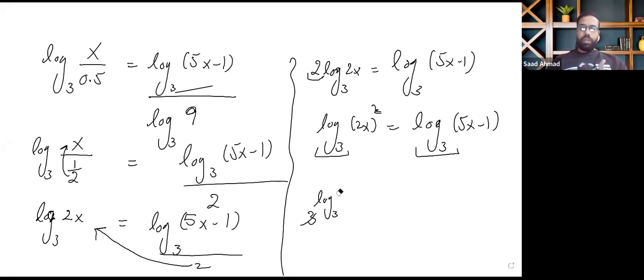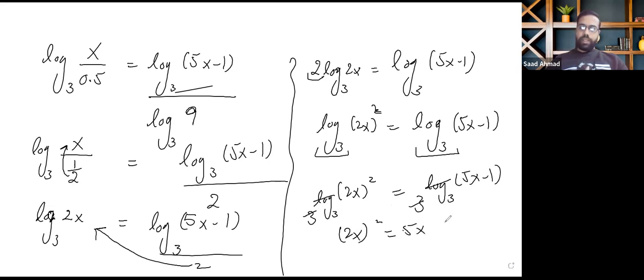So what we will do, we will write both sides in the power of 3. Because whatever we do on both sides of the equation, the balance is not disturbed. The equation is still the same. So this log and this thing cancel out. So we get 2x squared equals to 5x minus 1.